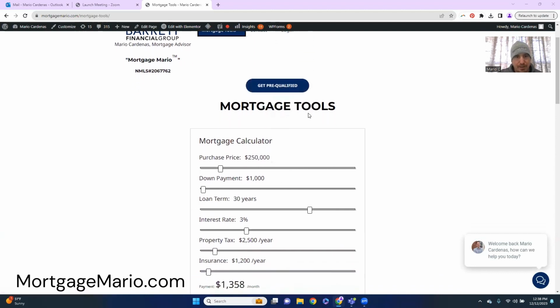So, let's just run a scenario here. That's a $400,000 house, and then maybe you want to put down 20%. So that would be $80,000 down. 30 years is a pretty common loan term, but you can adjust that.